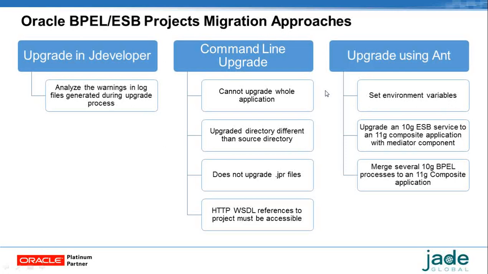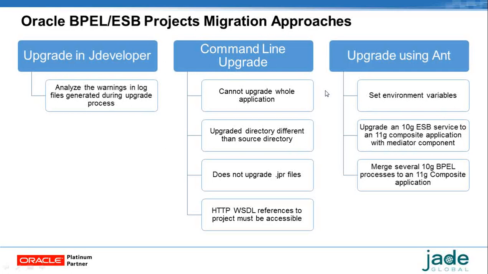The upgraded directory is different from the source directory, and it does not take care of .jpr files. For .jpr files, we still need to open the project in JDeveloper to create them. HTTP WSDL references to the project must be accessible if you are planning to do it through the command line.